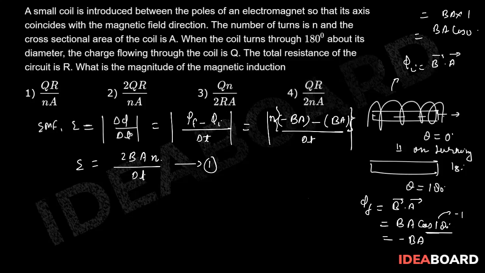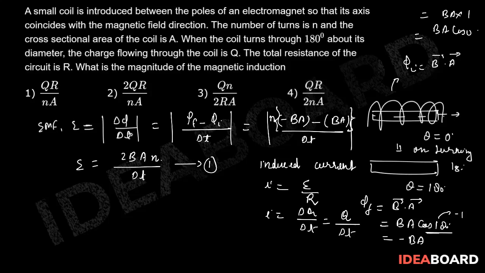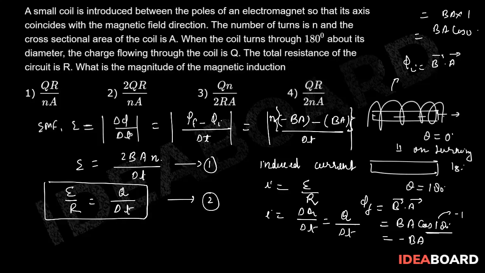Now we know that the induced current I is equal to E divided by R, right? And by the way, the definition of current is delta Q divided by delta T. Here the total charge flown is, let's say, Q, and time is delta T. So that means both have to be equal. So E by R will be equal to Q divided by delta T. Perfect. Say this is equation number 2.